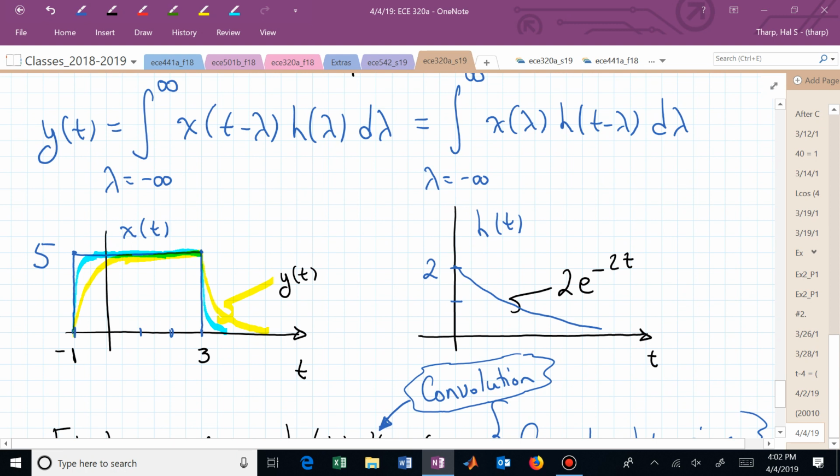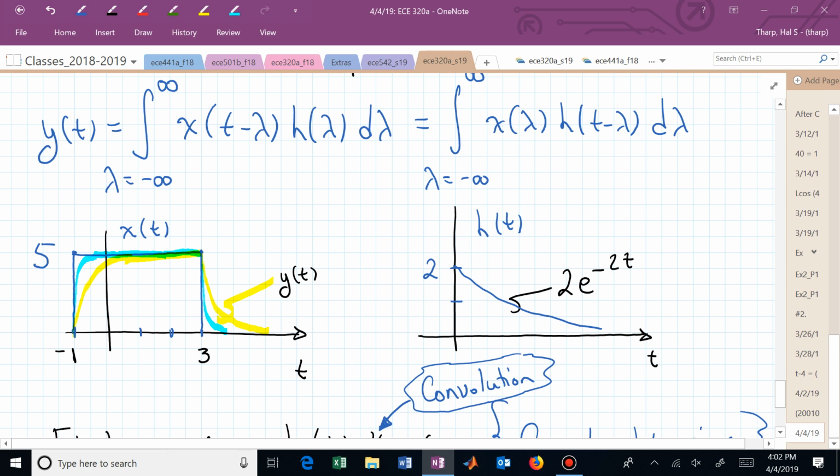And I'm going to do that in 3 steps. And I would encourage you when you're first doing this to do it in 3 steps. I'm going to first find x of lambda. Then I'm going to flip it, x of minus lambda. And then I'm going to allow it to slide. T is going to be a variable, so I'm going to introduce a t. Those are my 3 parts.